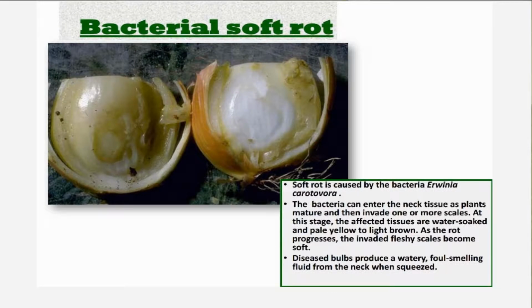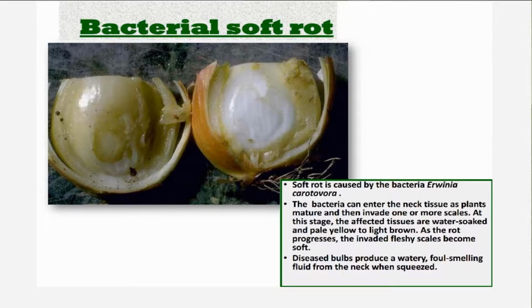So in bacterial soft rot, this is what it would look like. I think most of us who cook might have seen something like this before. All right? Soft rot is caused by a bacteria called Erwinia carotovora. The bacteria can enter the neck tissue as the plant matures and then invades one or more scales. So it actually feeds on the juiciness of the scales. It prefers that over the leaves at the top.